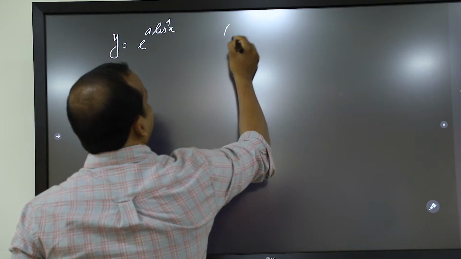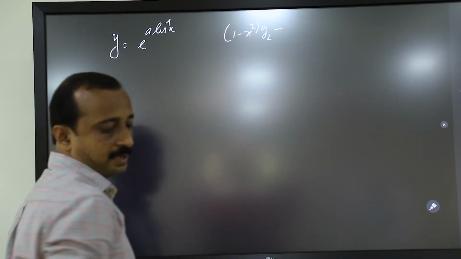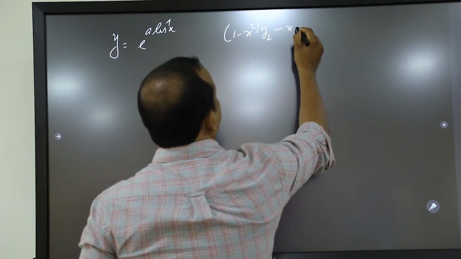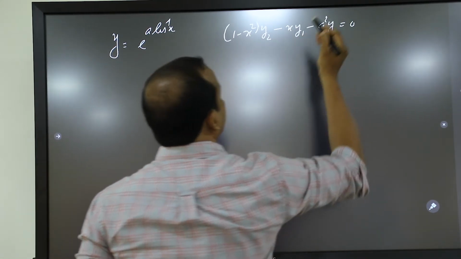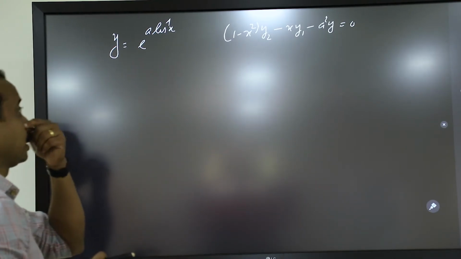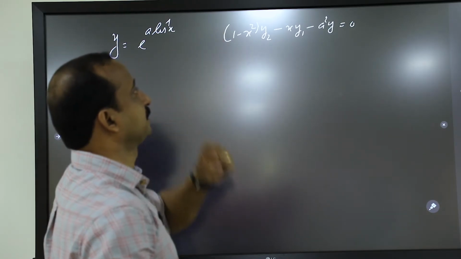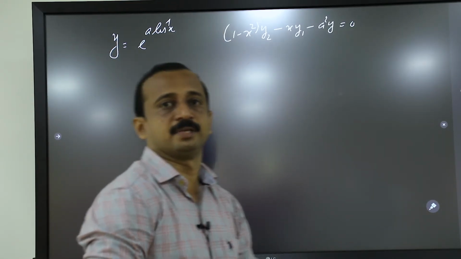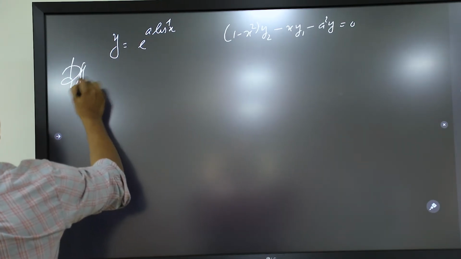Prove that (1 minus x square) into y2 minus x y1 minus a square y is equal to 0. Y is equal to e raised to a cos inverse x. To prove that (1 minus x square) into y2 minus x y1 minus a square y is equal to 0. Okay, now start differentiation.